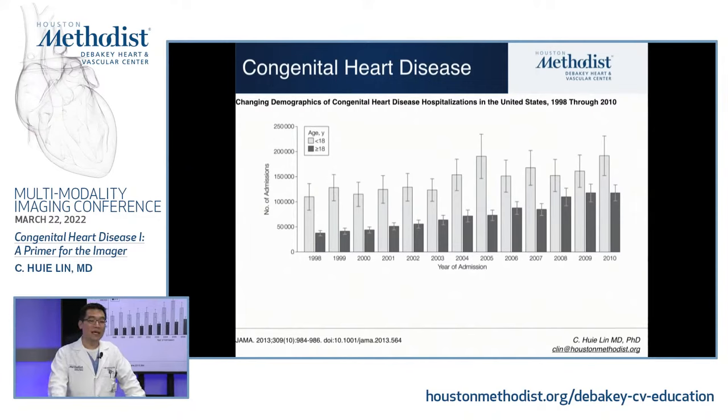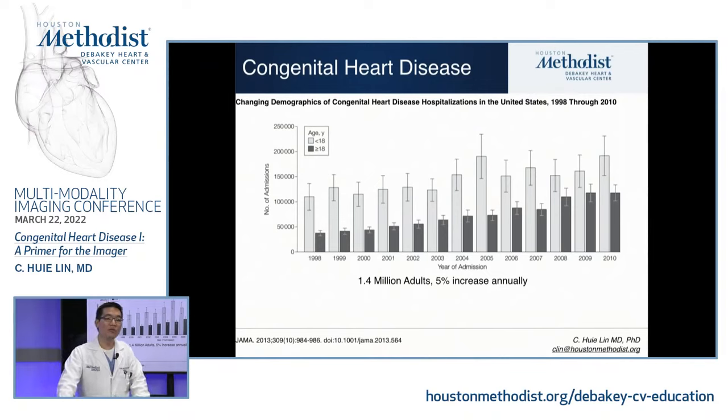You can imagine today in 2020, these patients probably are larger in number than pediatric admissions with congenital heart disease. At this point in time, when this study was originally published, we were estimating there were about 1.4 million adults with congenital heart disease in the United States. Now in 2020, we think it's probably closer to about 2 million adults with congenital heart disease, which vastly outnumbers the pediatric patients with congenital heart disease.